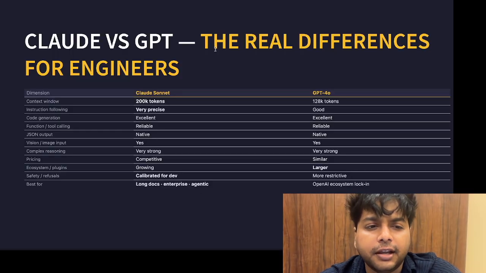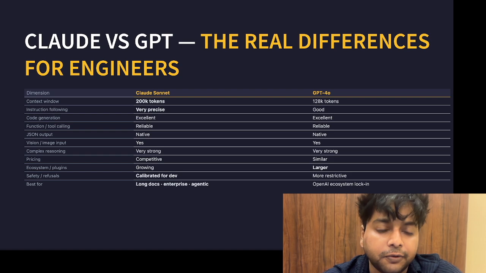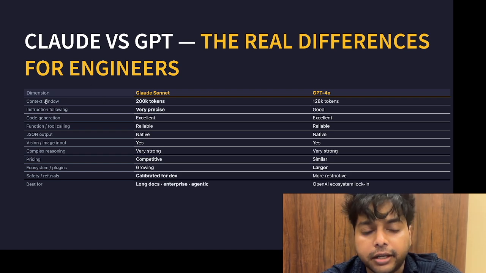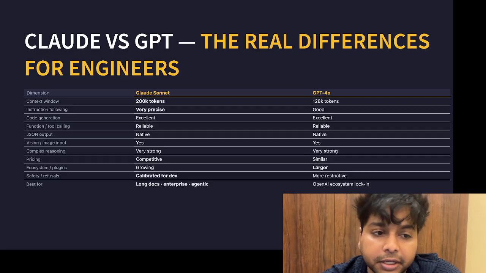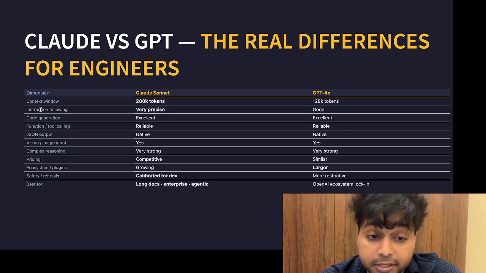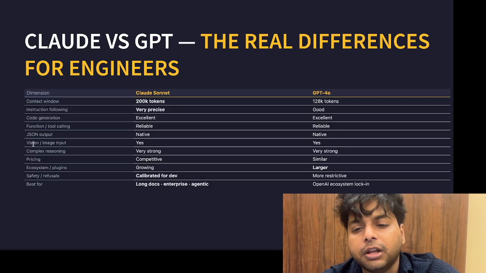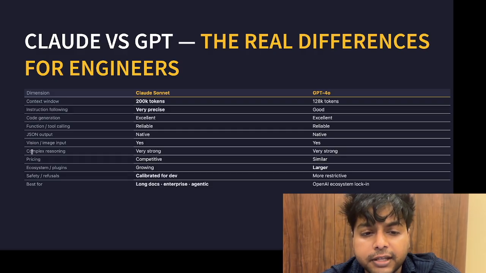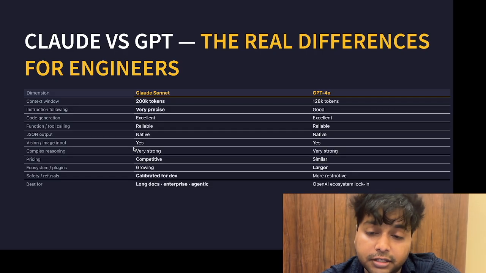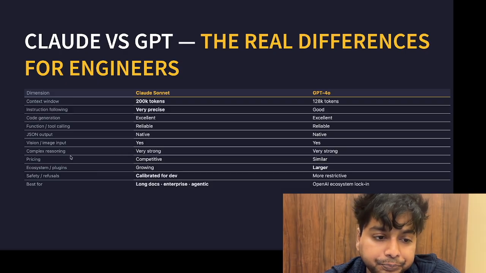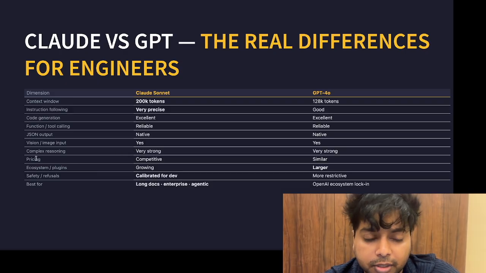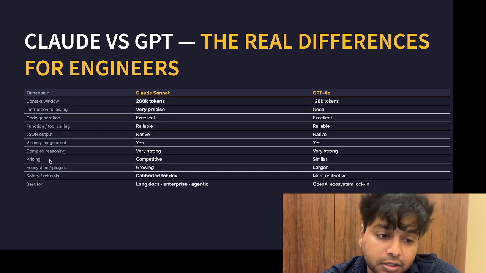Let's look at the real differences between Claude and GPT for engineers. If we look at the context window, it is 200k for Claude, but it is 128k for GPT. Instruction following is very precise for Claude, and for GPT it is good. If we see code generation, function or tool calling, JSON output, vision image input, it is similar for both. For complex reasoning, Claude Sonnet is very strong and GPT-4 is similarly strong. Pricing is also on a similar level for the basic use case.